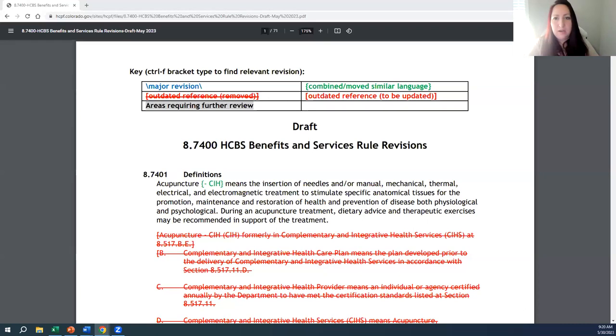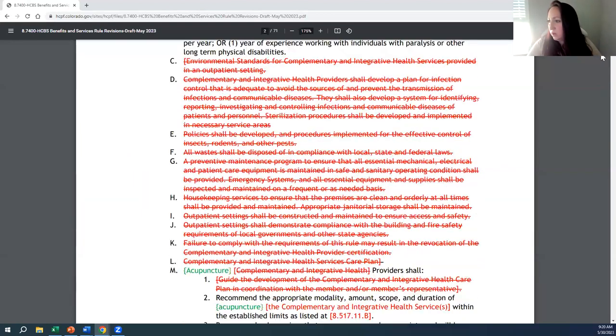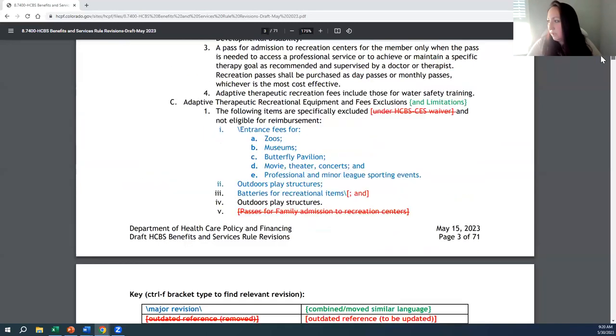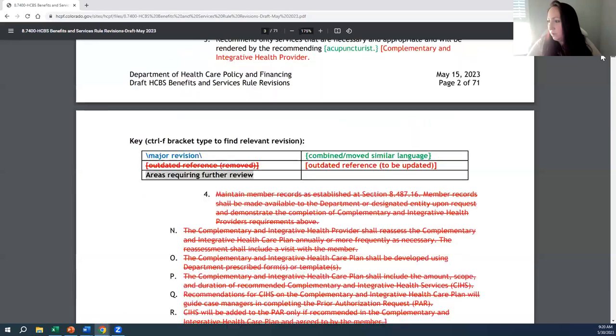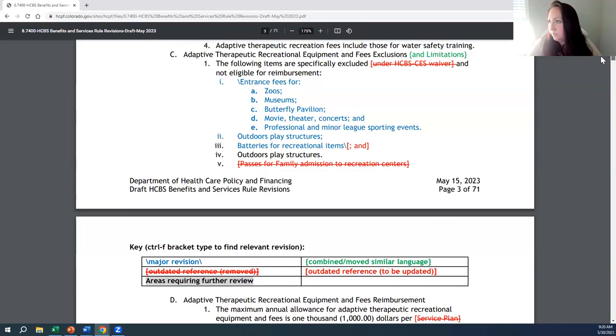And again, you'll see that I am going to be doing a little bit of skipping around. So the first couple of pages is just a lot of that redlining that I spoke about, and little language changes. We're going to start here on page 3, where we have a little bit of changes under adaptive therapeutic recreational equipment and fees for CES. And that is under C for the adaptive therapeutic recreational equipment and fees exclusions and limitations.